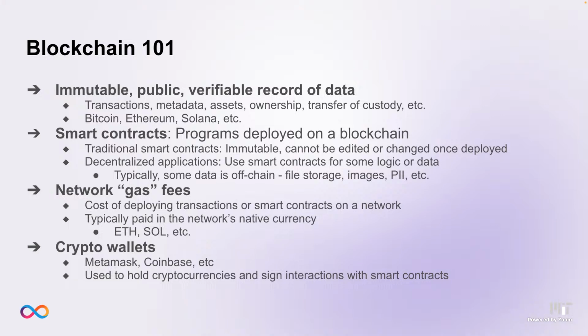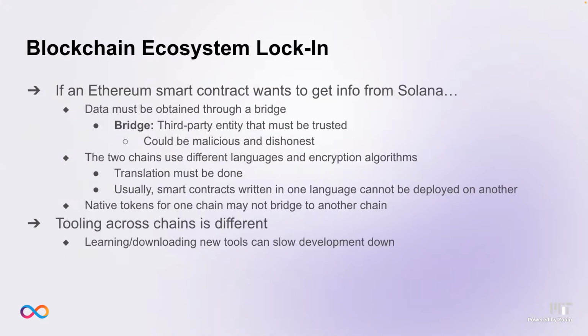Another term that comes up a lot with blockchains is the term gas fee. This is the cost of deploying transactions on the network. Typically, that's going to be paid in the network's native currency. And then you're going to be using wallets of some form or fashion to hold that currency. Those are typically MetaMask, Coinbase, or anything that you can use to buy and sell cryptocurrencies.